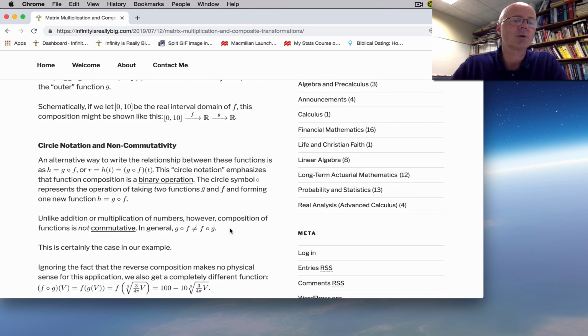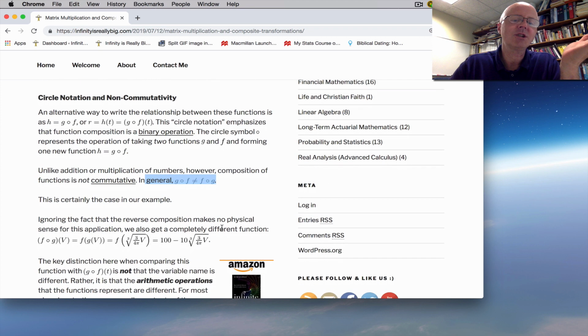Here's where I talk about the circle notation. h equals g circle f, or g∘f as it's sometimes called, is g of f of t, just like I talked about before. You could do it the other way around in general. You could form f circle g, or f∘g, okay? However, in general, they're not going to be the same function.